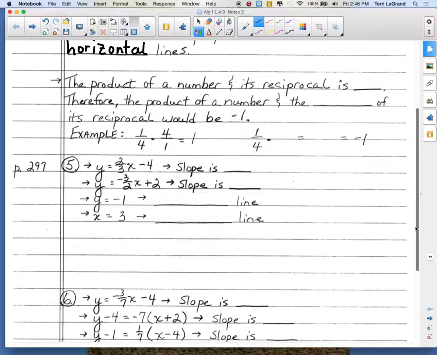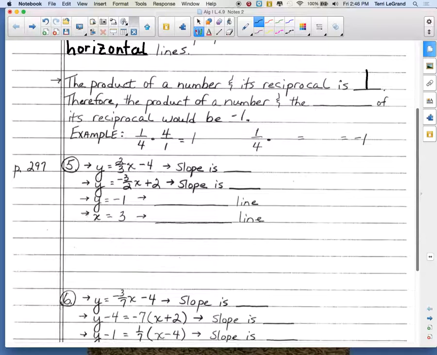So let's just talk about reciprocals, because that's kind of what helps us do this. What's a reciprocal, or give me an example of some reciprocals. Yeah, if we have the number 1/2, its reciprocal is 2/1. So what happens when you multiply 1/2 times 2/1? What's 1/2 times 2/1? Okay, so the product of a number and its reciprocal is 1.